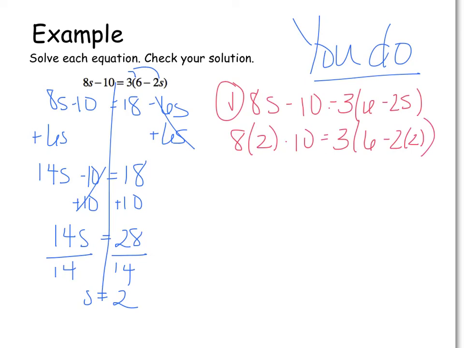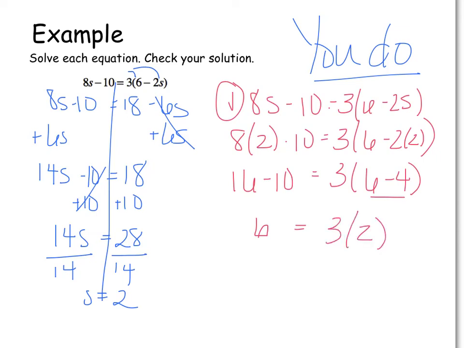And 8 times 2 on the left side is 16 minus 10. Inside here, we've got 6 minus 4. 16 minus 10 on the left side we got as 6. And still inside the parentheses here, we've got 6 minus 4 as 2, and 3 times 2 is 6, which also equals 6, which is awesome news because we know s equals 2.